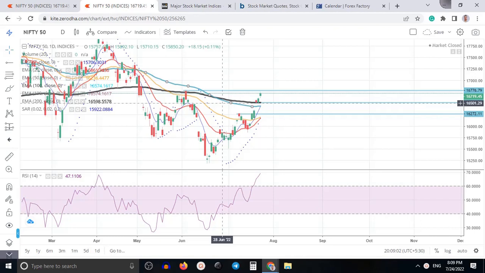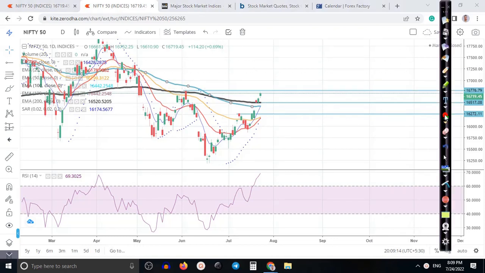So if you see, last week Nifty formed a bullish candle. If you look at the daily time frame, price is exactly near the resistance line. So what is the resistance line and why is this line important? At the level of 16,800, this is a strong resistance.